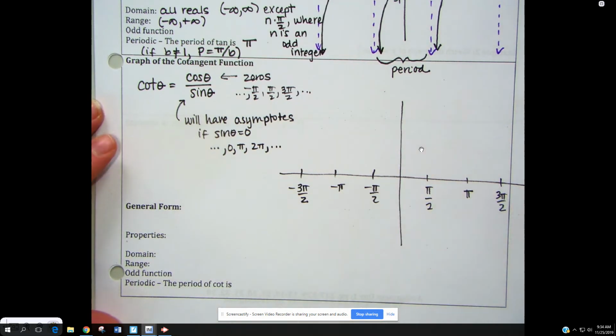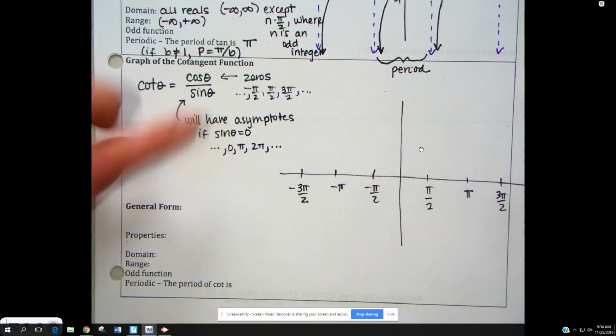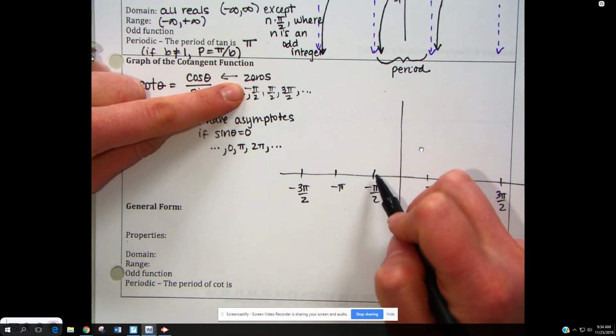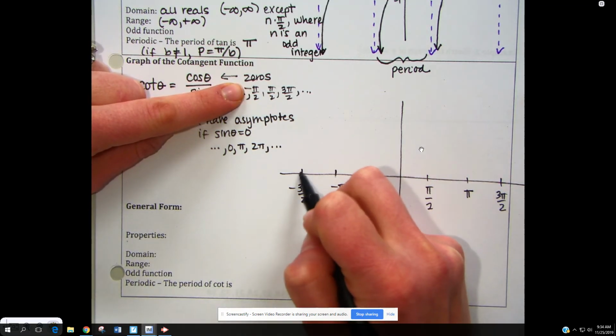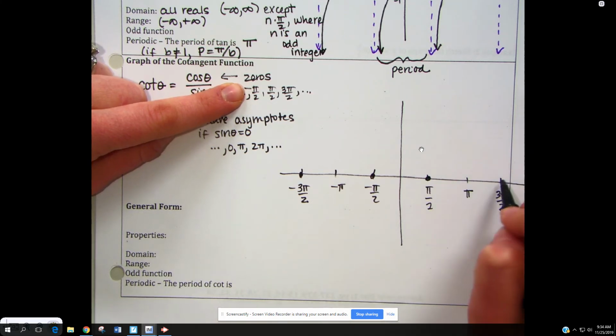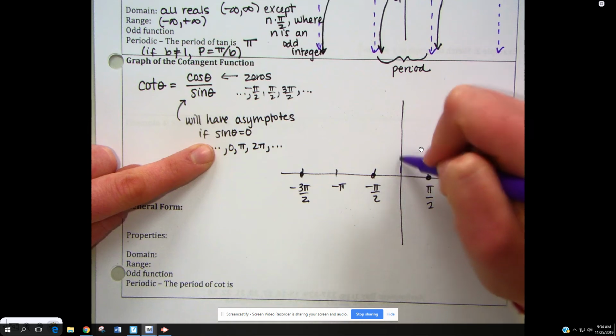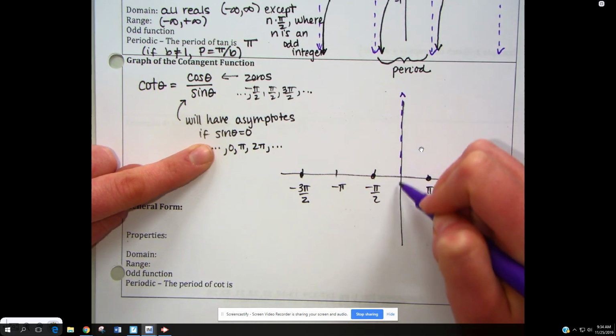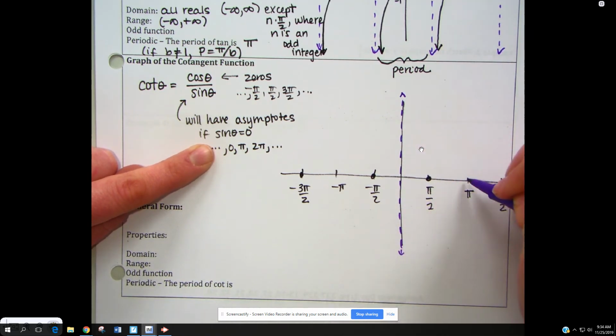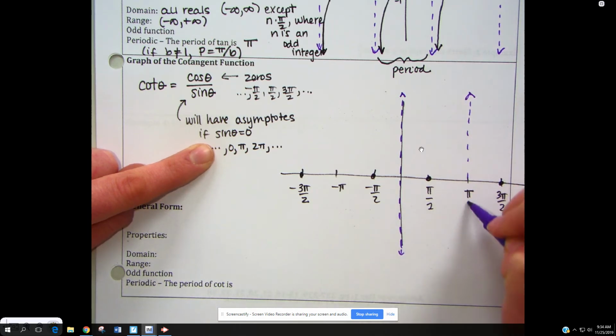You really only need to graph 2 full periods, so 2 of the squiggles. And I think I have an extra one here. So, right, our zeros are at the half markers. So here, here, here. And my asymptotes are at the whole numbers, whole multiples of pi, I should say. So at 0 and at pi.